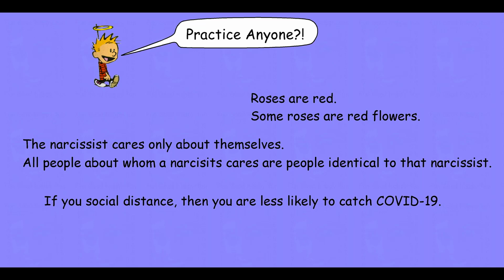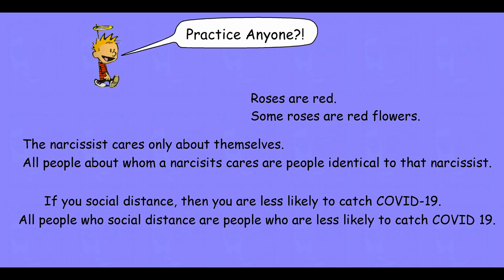How about this one? A conditional statement. "If you social distance, then you are less likely to catch COVID-19." Here we have a conditional statement. We want to identify the antecedent, "you social distance," and the consequent, "you are less likely to catch COVID-19." Our antecedent becomes our subject class. Our consequent becomes our predicate class. We use the universal affirmative. All people who social distance are people who are less likely to catch COVID-19.